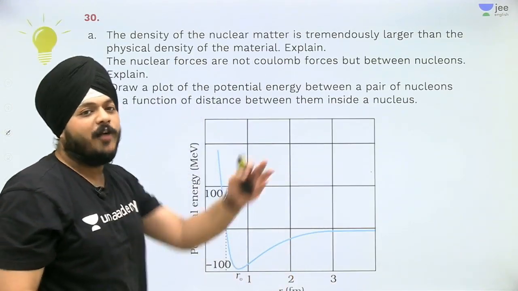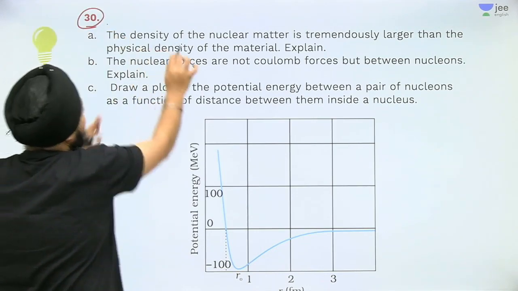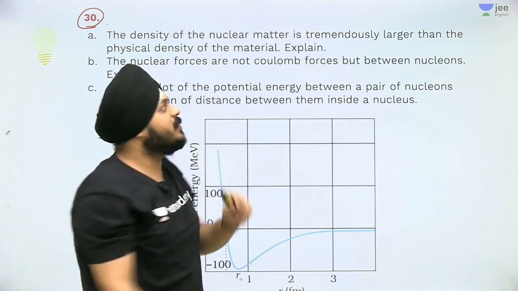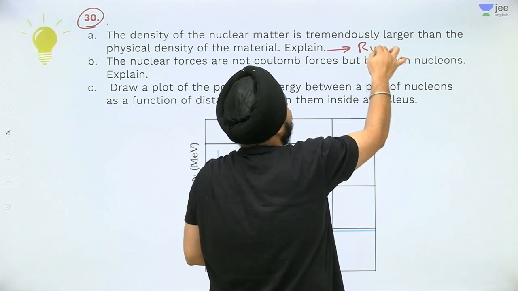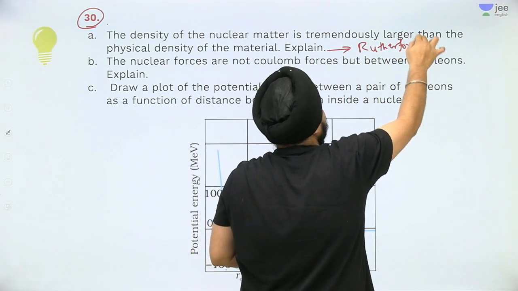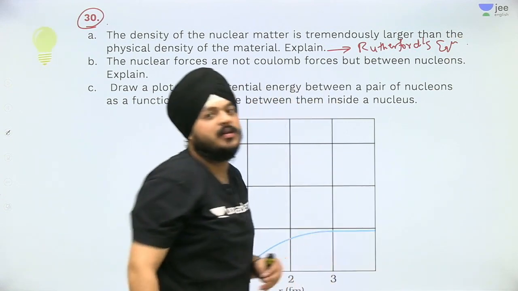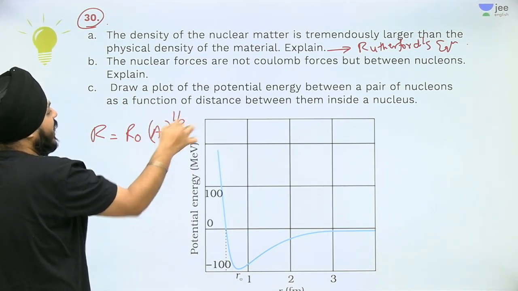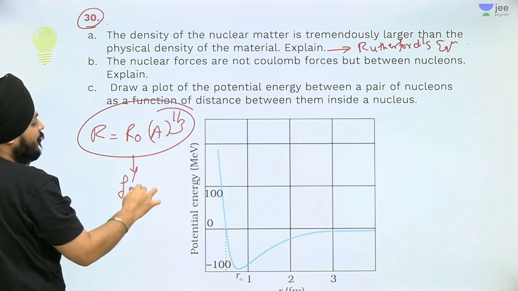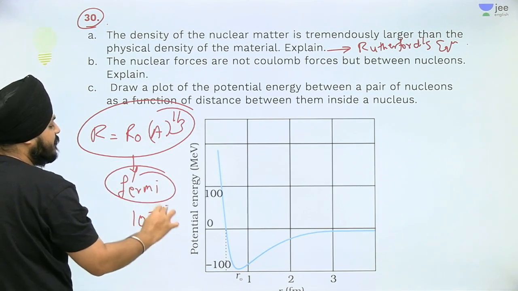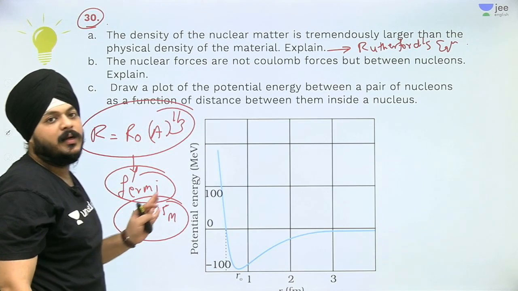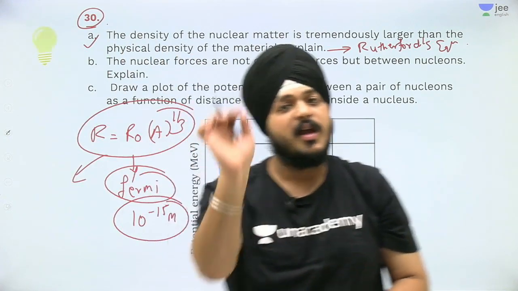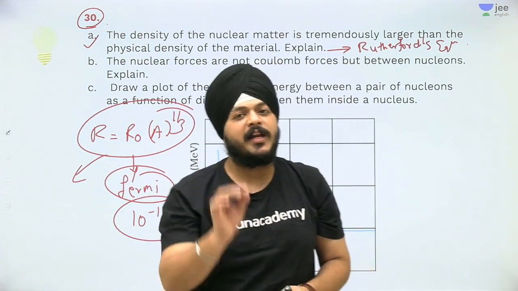Okay, so moving forward to the next question. See, the density of nuclear matter is tremendously larger than the physical density of the material. This is because of Rutherford's equation. Have you heard about Rutherford's equation? If I am talking about this equation, we have A to the power 1/3, and this value is in Fermi, which means 10 raised to minus 15 meter. So the answer for the first part would be this equation according to Rutherford. He was the person who determined the radius of a specific nucleus.